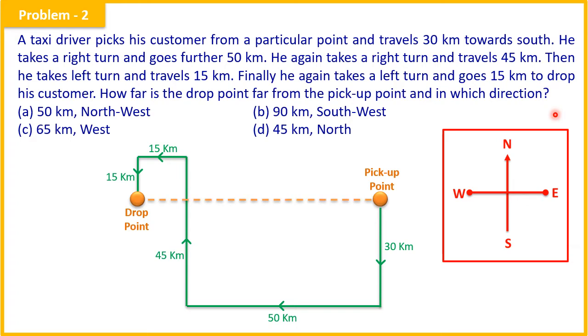Now the question is, how far is the drop point from the pickup point and in which direction? So if we find the shortest distance, it must be this 50 kilometer plus 15 kilometer, that is 65 kilometers, and it is towards west direction. So option C is the right answer.